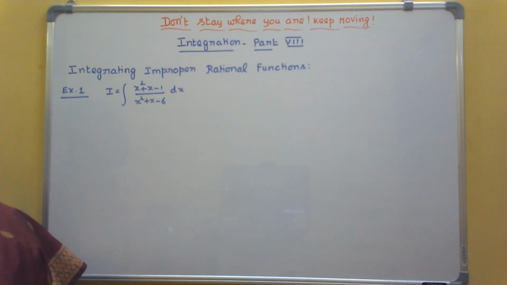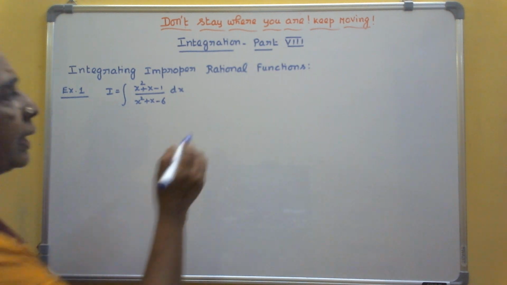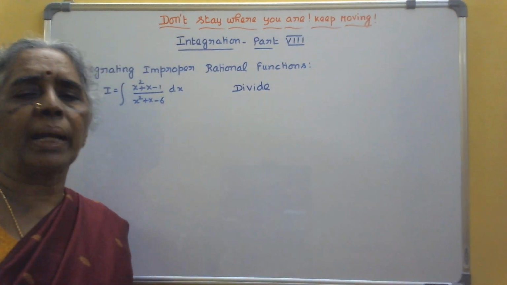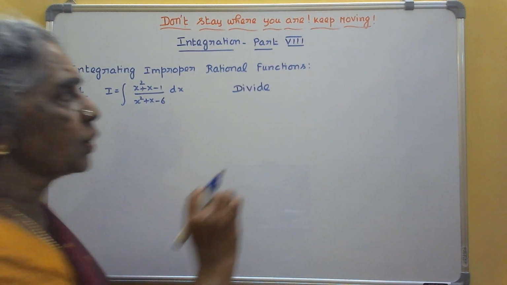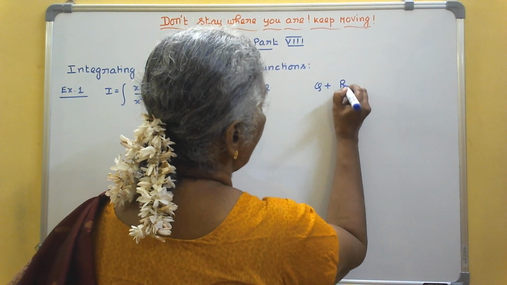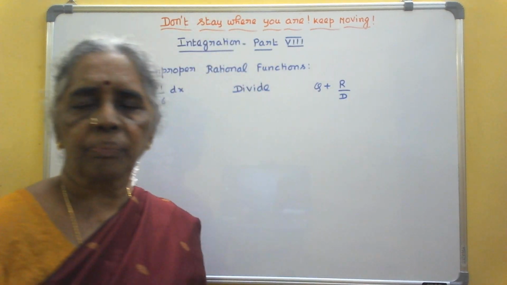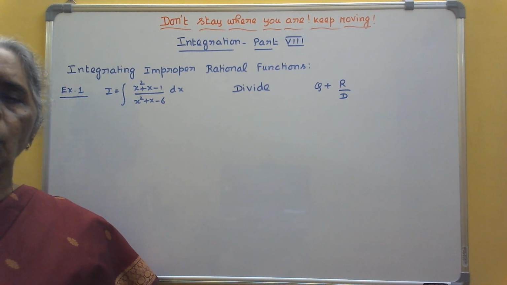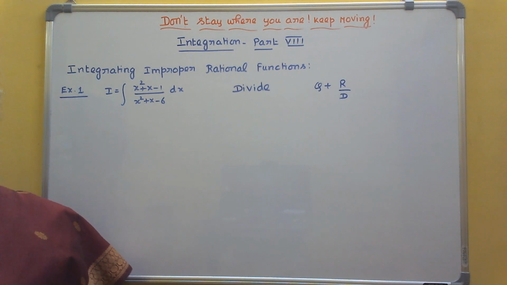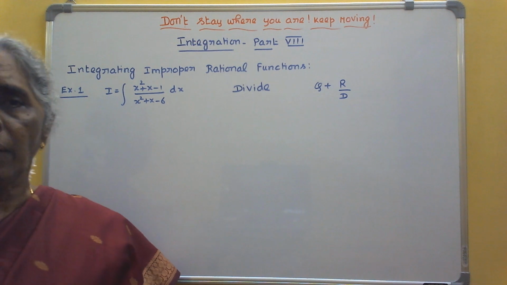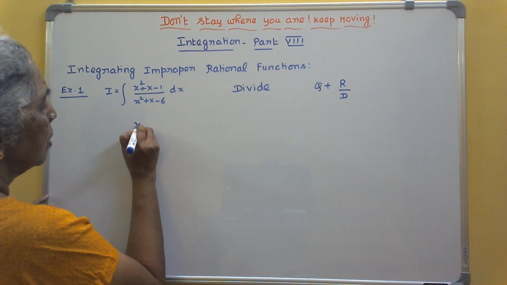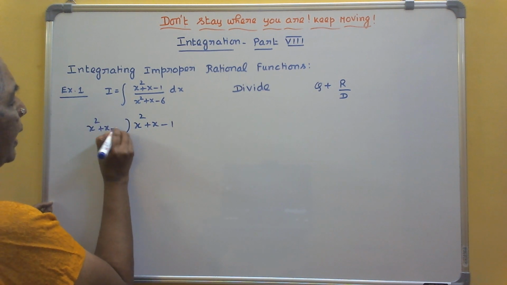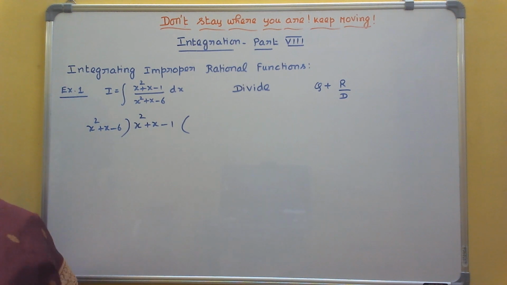Okay. So now the first step you have to do is divide, that is the actual division. You will be dividing the numerator by the denominator. Then you will express it as quotient plus remainder by divisor. Here you should remember the remainder should be at least 1 degree less than the divisor. The divisor is nothing but the denominator. So now let us start the division. You write the numerator here, that is your dividend. You write the denominator here, that will be the divisor.